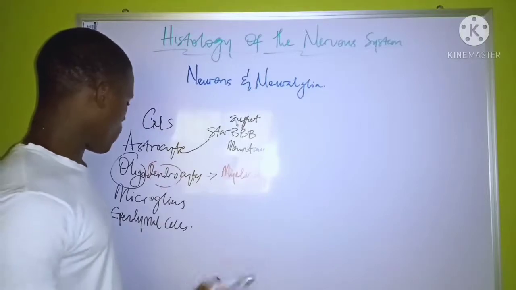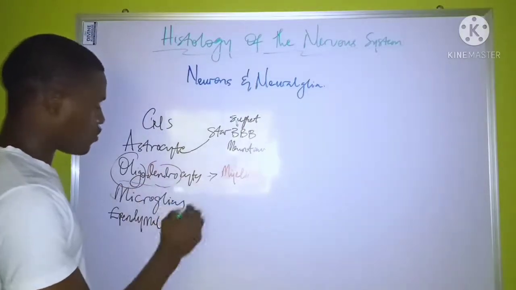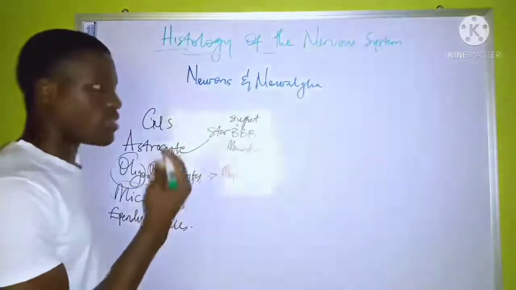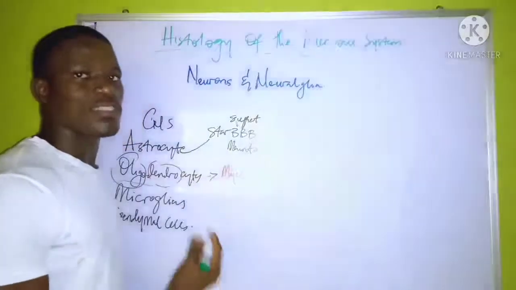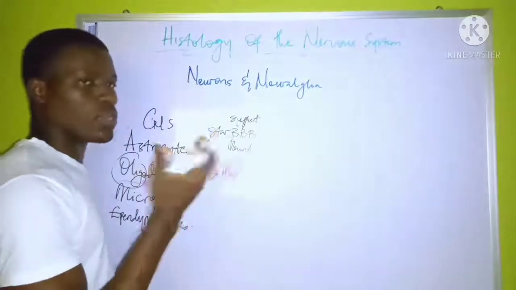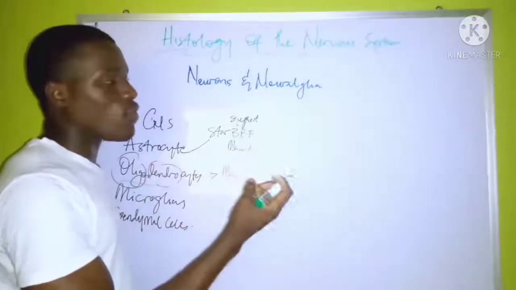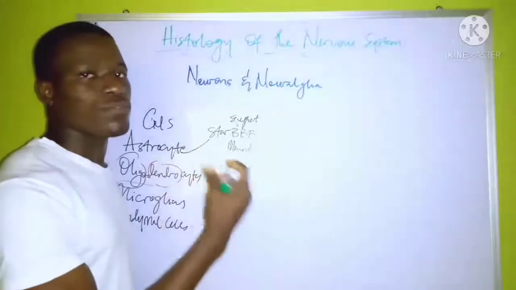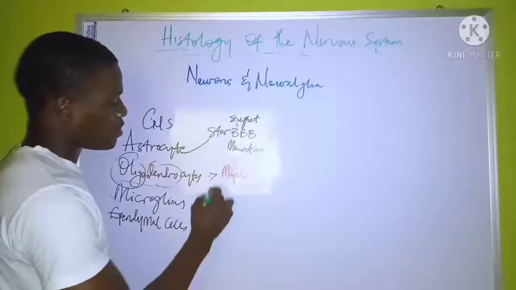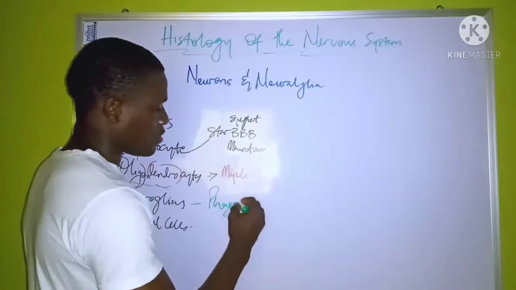Now the next which we'll talk about are the microglia. The microglia are also smaller structures found within the nervous system. The function of the microglia is phagocytic in nature. That is, they act as macrophages, which help in engulfing debris or waste materials formed in the production of nerve cells or nerve organelles. So the function of the microglia is phagocytosis.